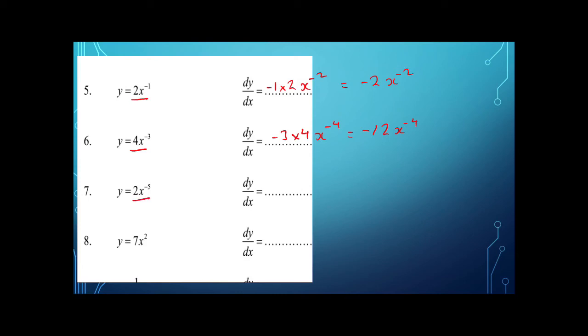We bring the negative 5 in front times 2, and we subtract 1 from negative 5 to get negative 6. So dy/dx is equal to negative 10x to the negative 6. We've been asked to find dy/dx. We're going to bring the 2 in front, and we're going to subtract 1. That gives us 14x to the 1, and because it's x to the power of 1, we don't need to show the 1, so we'll leave that as 14x.